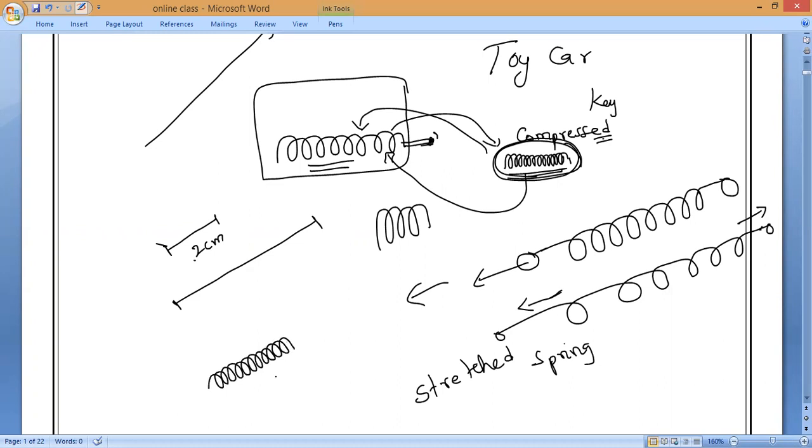Now, you might all have experienced this. When you were kids, and even now, you are using spring pens. Do you notice the click pens? When we press, the needle will come out. When we press again, the needle will go back. Have you noticed these pens?